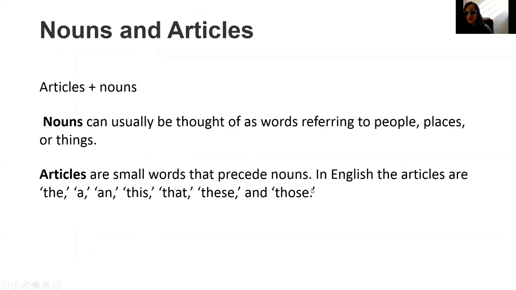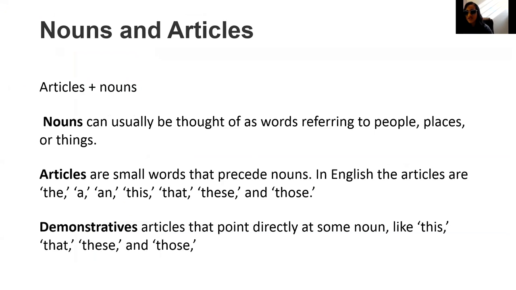And then demonstrative articles that point directly at some noun, like this, that, these, and those. A noun phrase is a noun with its article. In English noun phrases, the article precedes the noun, as in the deer, a deer, an elk, this deer, that deer, these deer, and those deer.